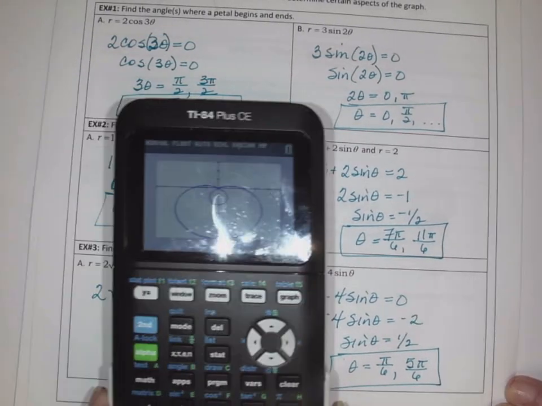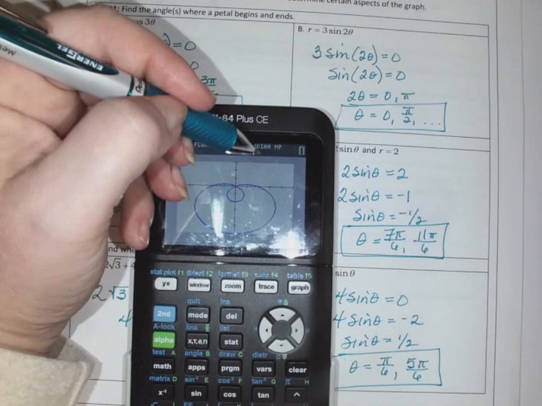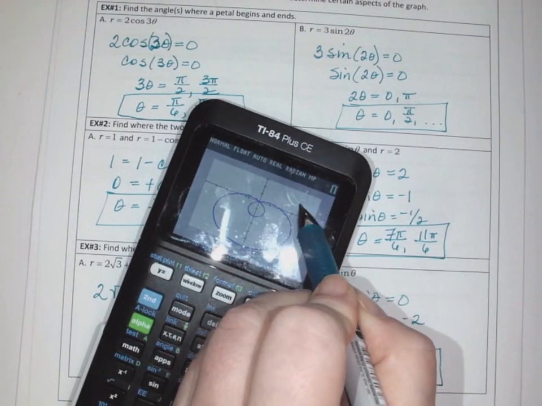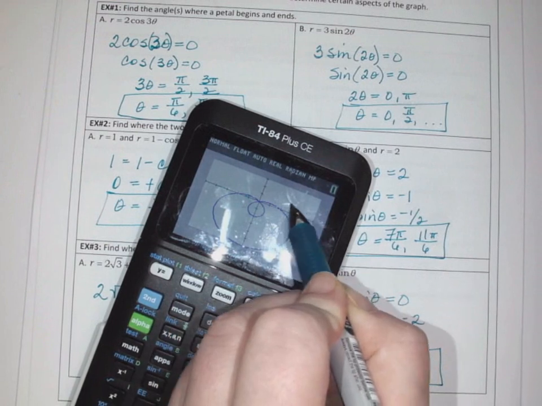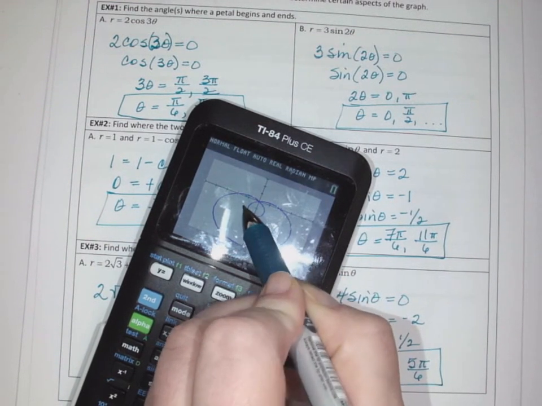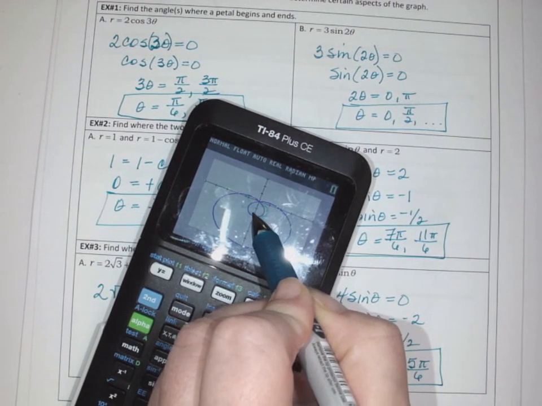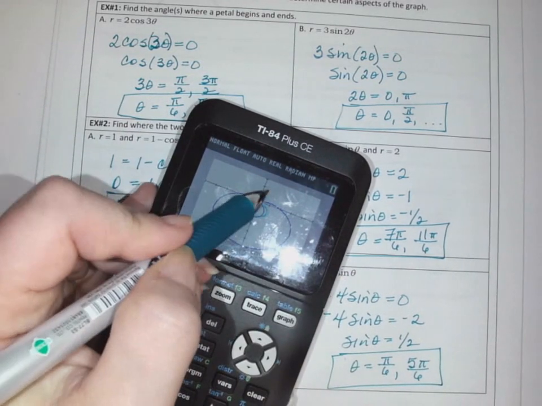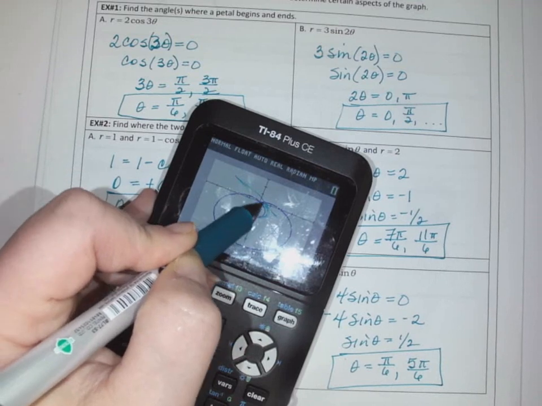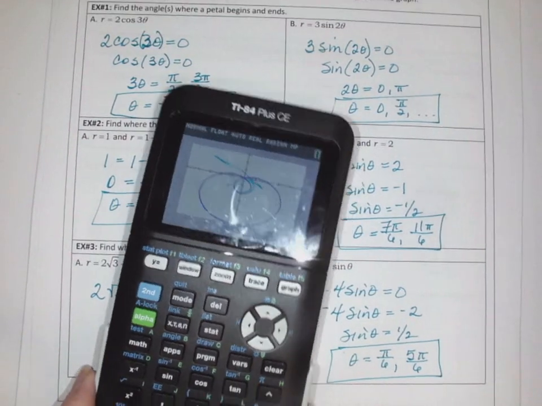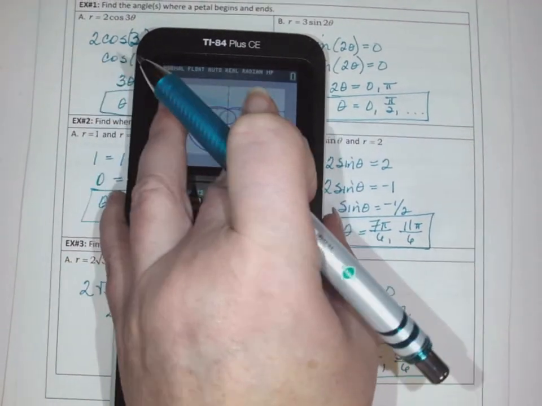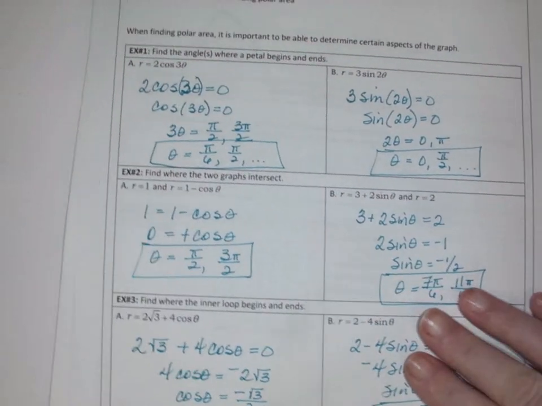Okay, and again, if you think about those angle measurements, pi over 6 is going to be like this guy right here, okay? And what's happening is we have a negative radius. This is where the radius is negative. So pi over 6 is right there. 5 pi over 6 is right there, okay? So there are your angle measurements.